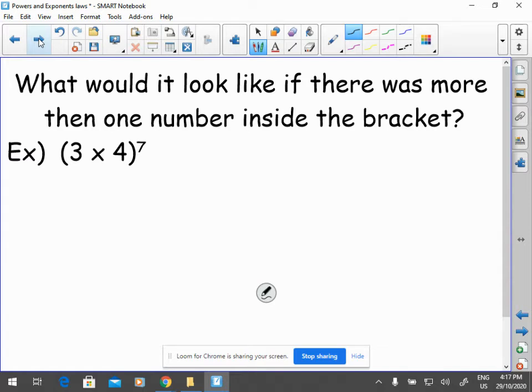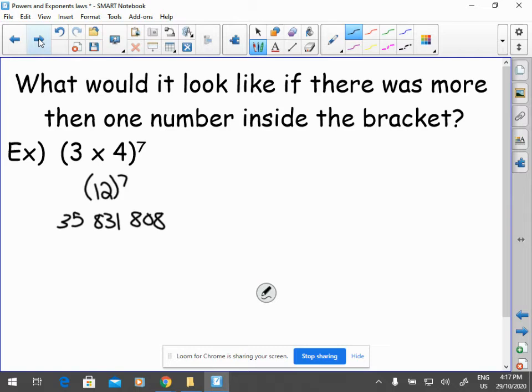So what would it look like if there was more than one number inside the bracket? Again, there is more than one way to do this. In the past, we would have said 3 times 4, which is 12, and that would be 12 to the power of 7, which is going to give us an answer of 35,831,808. But how would we be able to use our new law to solve this?